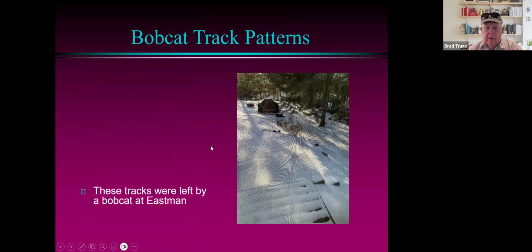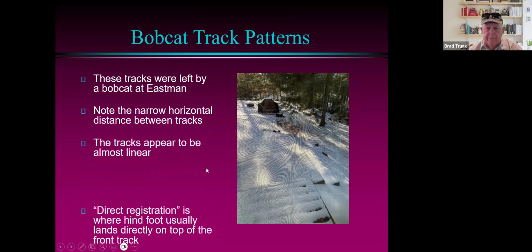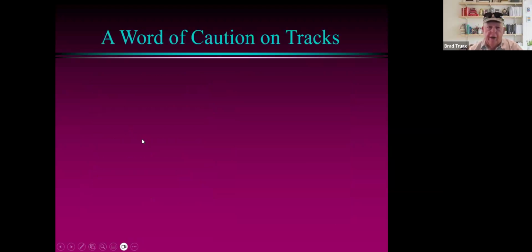The bobcat leaves tracks. These bobcat tracks were actually left here at Eastman. And you can see them here. And they're almost linear. Note there's a very narrow space between the tracks, so it almost looks linear. And this is what we call direct registration. This direct registration means that the hind foot is actually being placed and landing directly on top of the front track. So why do animals walk with direct registration? Well, it's a very energy efficient way of walking.